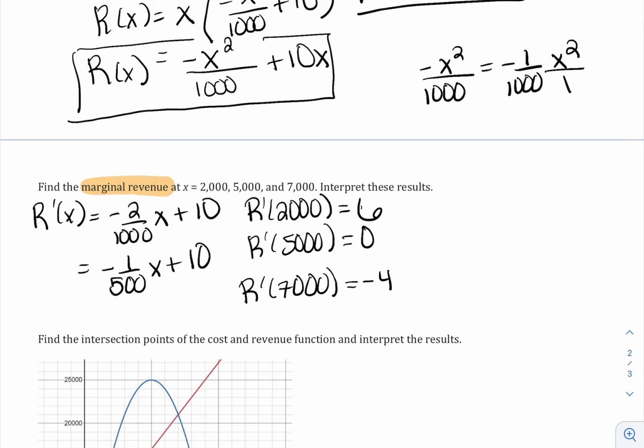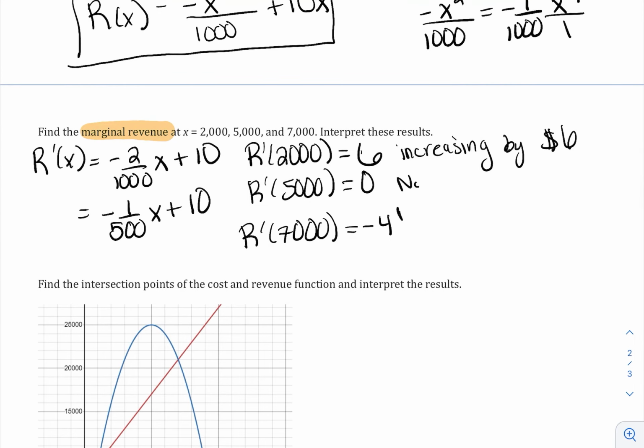So what does this mean? This means that at 2,000 units, your revenue is increasing by $6. At 5,000 headphones, I should say, not units. We know what the units are. They're headphones. Your revenue is not changing. It's not increasing and it's not decreasing. You have no change in revenue. And at 7,000, you are decreasing.